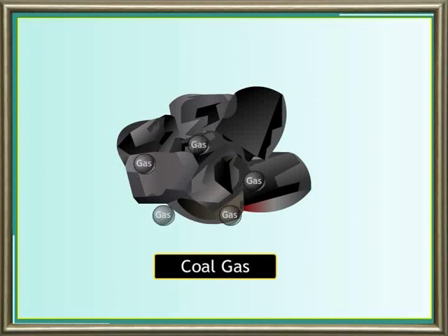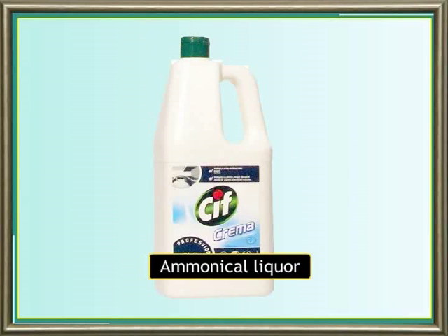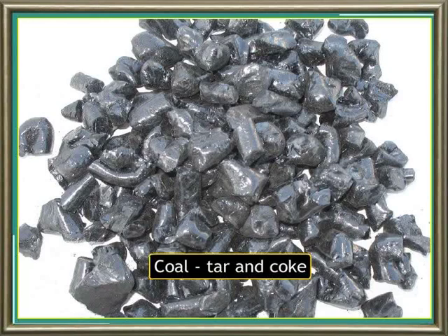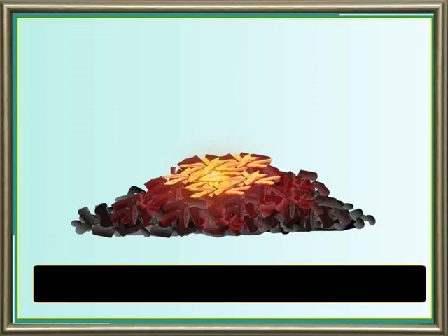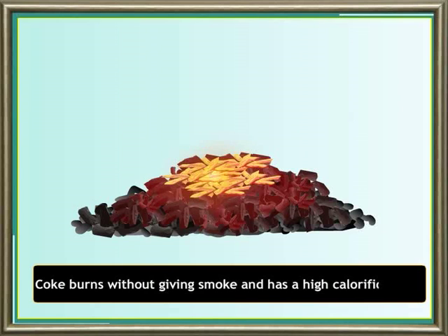If these plants had survived, more carbon dioxide would have been added to atmosphere. Even if they had a natural death and decomposed, carbon dioxide could have been added to atmosphere. The result of the large tracts of forest being buried in earth has reduced the greenhouse effect. Coal is used to obtain coal gas, ammoniacal liquor, coal tar and coke. Coke burns without giving smoke and has a high calorific value.